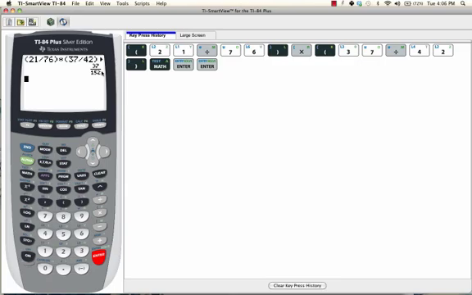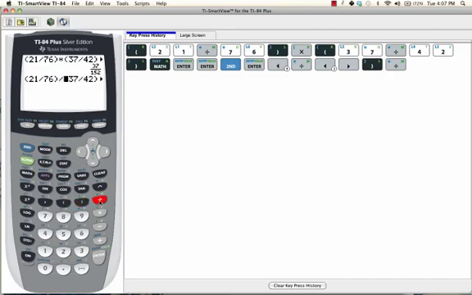Division works the same way, except you just use the division button. So let's just create the same problem by pressing second, enter. We'll change the multiplication sign to a division sign. So now we have a division problem, and we'll go ahead and press enter. And the answer is 441 over 1,406.